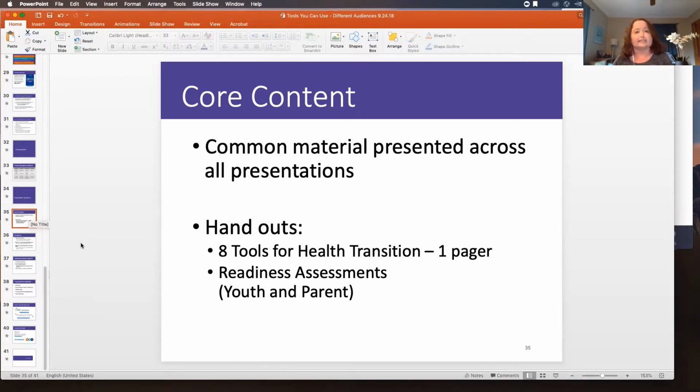And then the readiness assessments, the youth and parent one, again, a way for us to just spark conversation, or if you're not going to take anything away from the presentation other than this piece of paper, here are some areas that you could be thinking about.